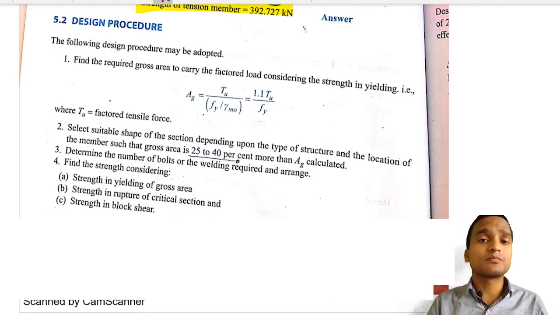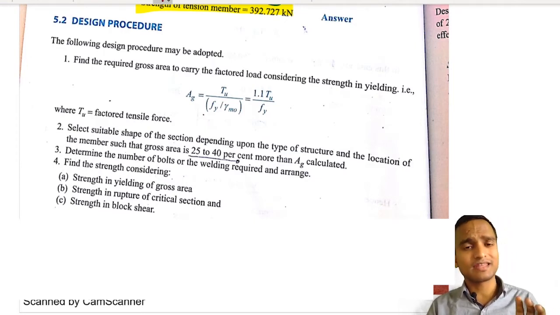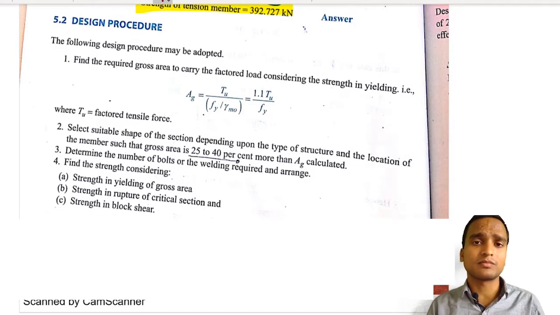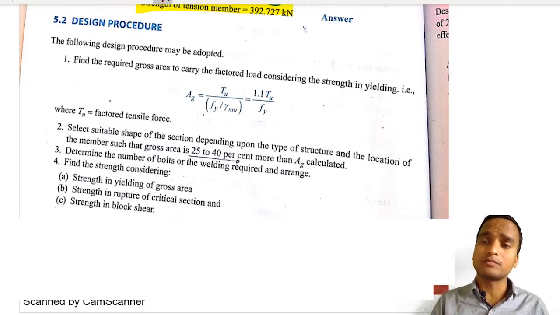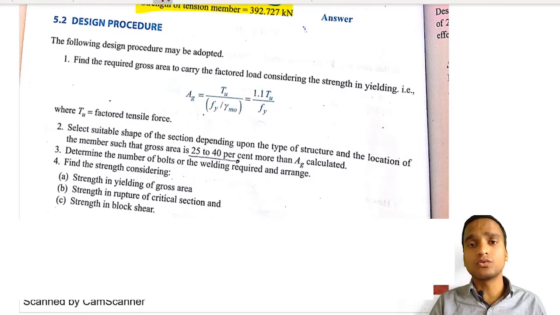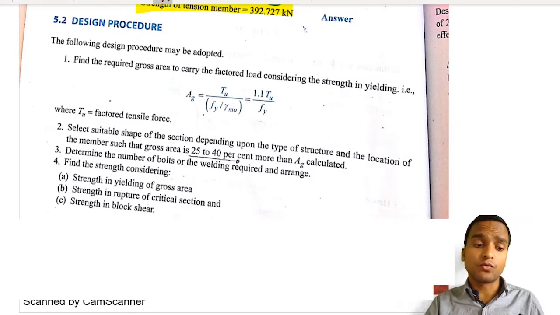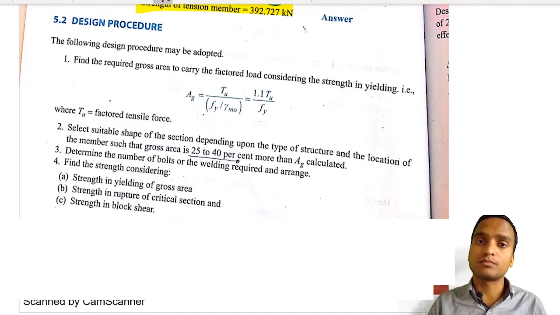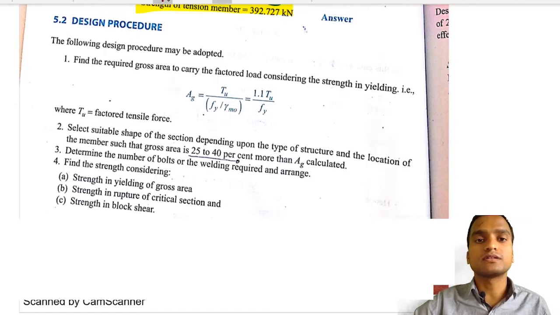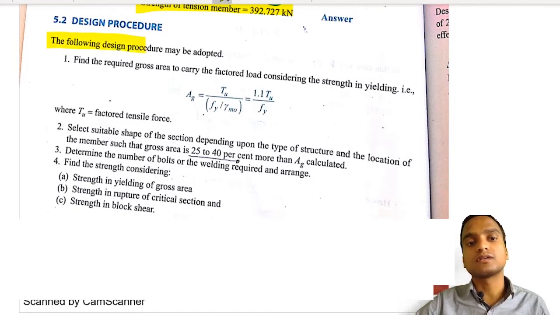In the analysis problem, we are given all the details of the structural member and we have to calculate and analyze the design strength of that member. Whereas in the case of a design problem, we are given the external working load, or we may have to change that into the factored load, and for that value of factored load we have to design a structural member which can have sufficient strength to resist that much factored load. So the following design procedure is adopted in the case of tension members.